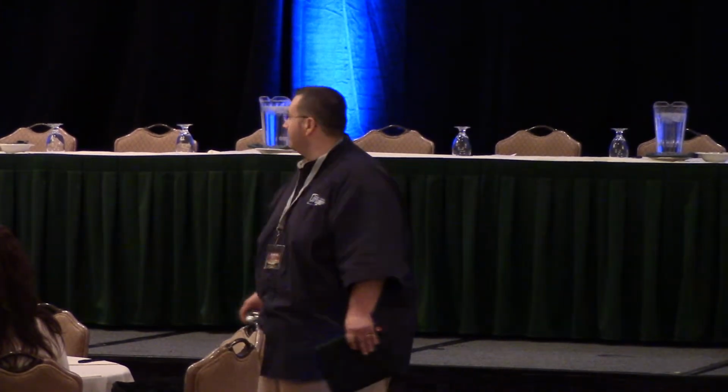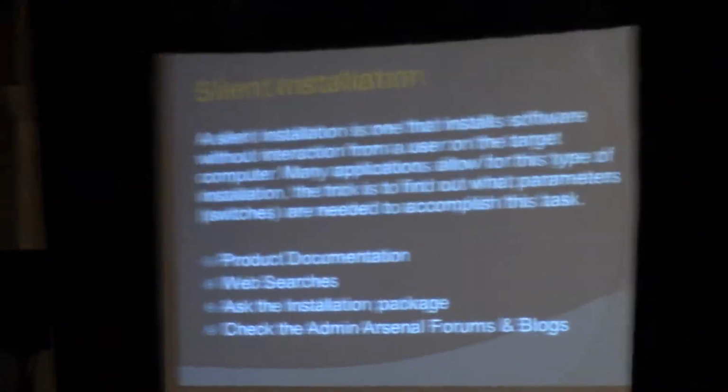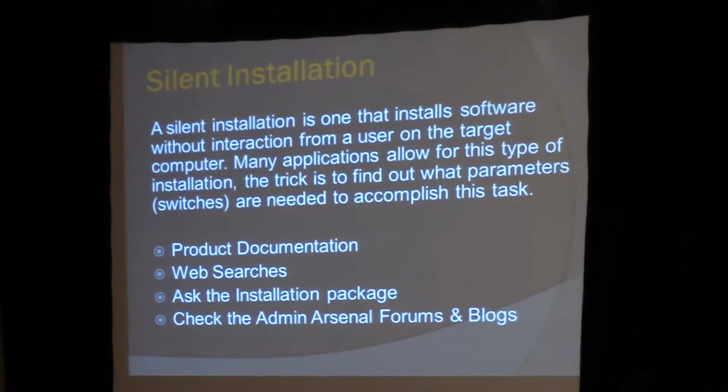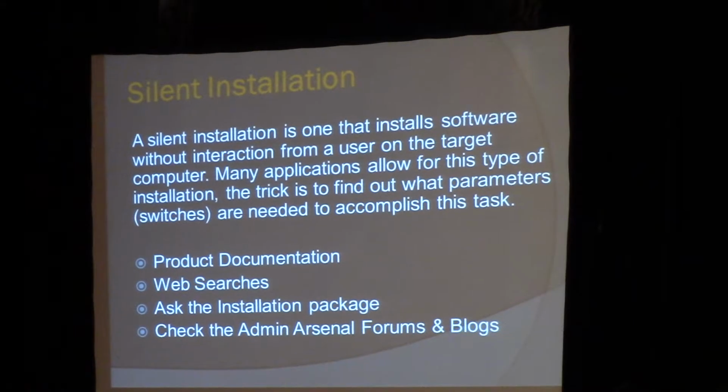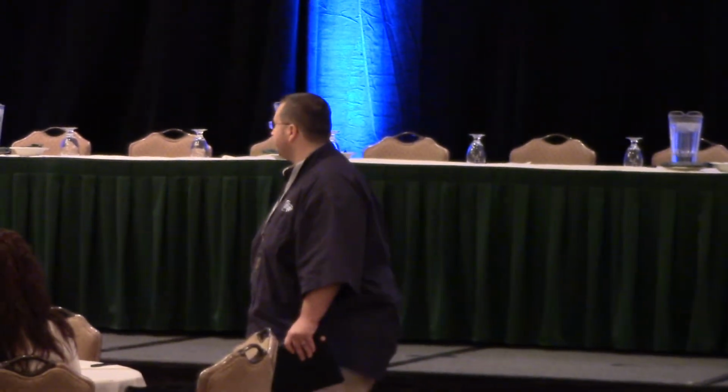A lot of times the admin manual will have the documentation, will have the silent switches and how you install it silently. Web searches such as Adobe Acrobat silent install, right? You follow me? Okay. So you can also ask the installation package, and what I mean by that is if you open up the command prompt, you navigate to the location of the exe file, right? So you type in the title of the exe file, whatever.exe space /?, it'll usually pop up with a list of switches, right? So that's not always 100%, though, I'll warn you.